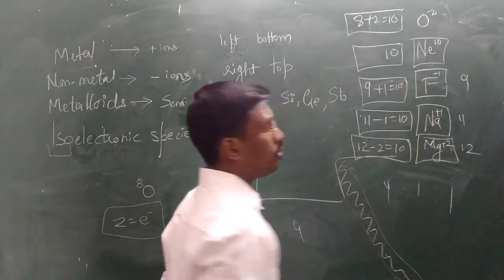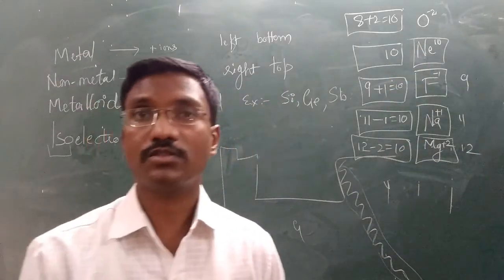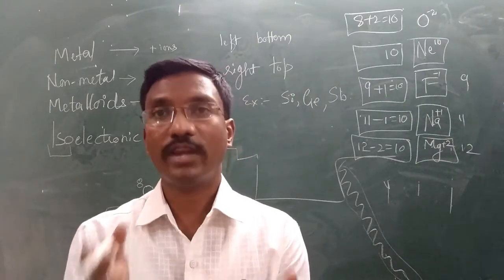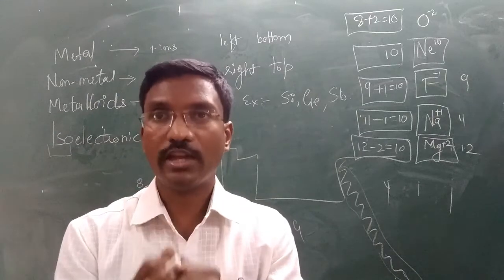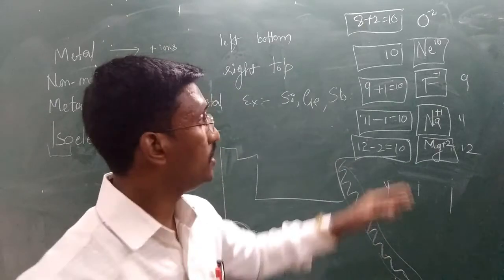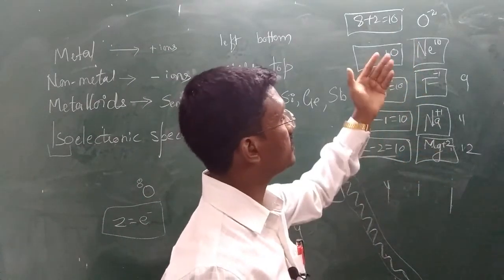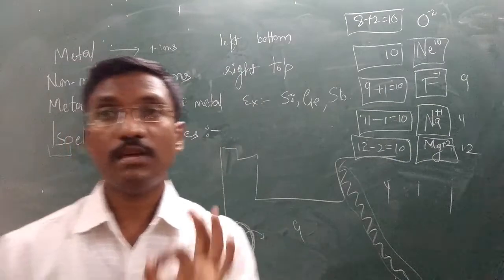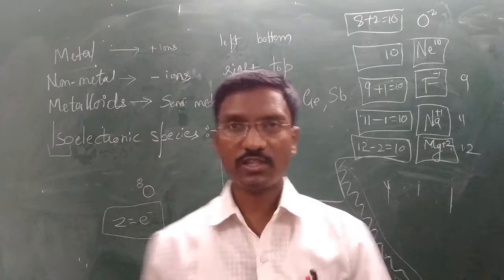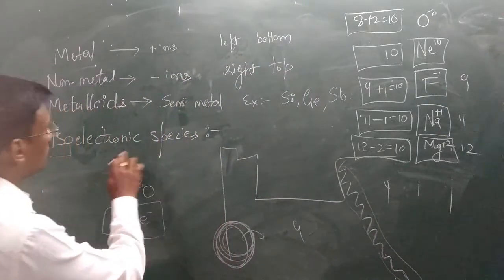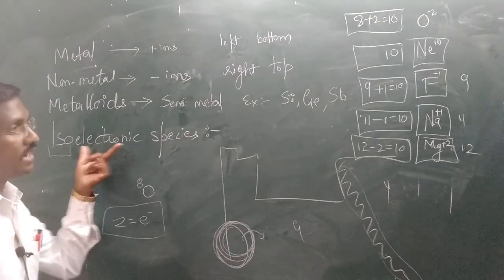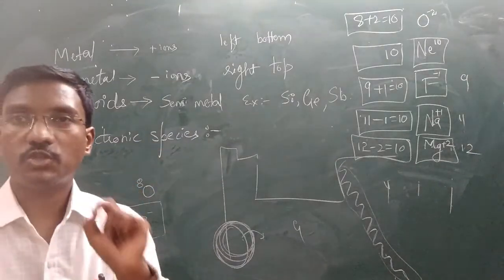No doubt these have different numbers of electrons to begin with. But whenever they lose or receive electrons, they end up with the same number of electrons. Therefore, these ions or species occupy the same total number of electrons, and such species are called isoelectronic species. What is an isoelectronic species? The species which have the same number of electrons are called isoelectronic species.